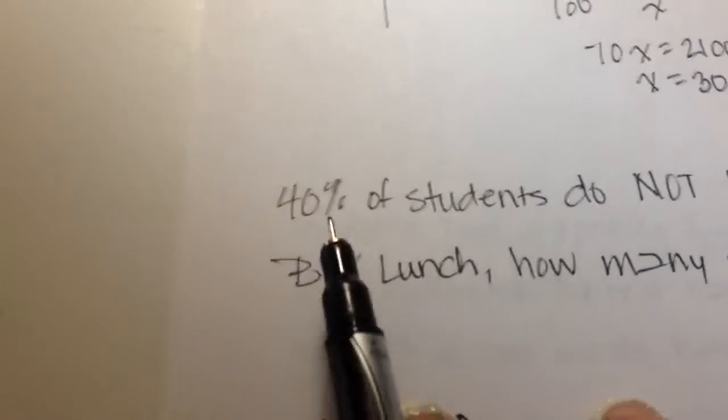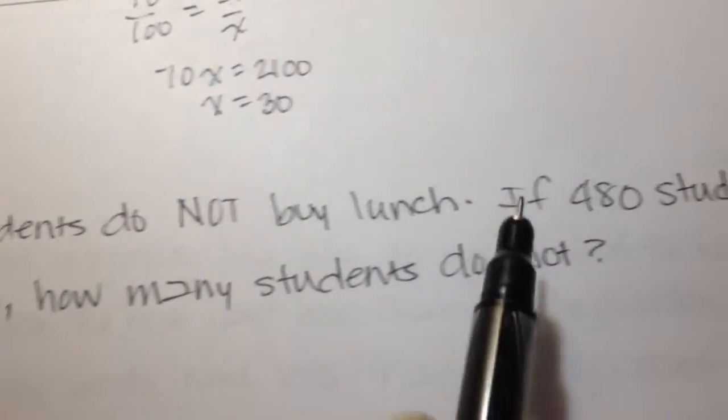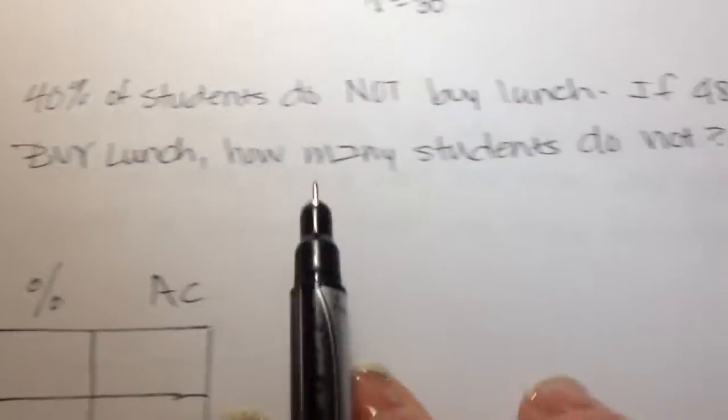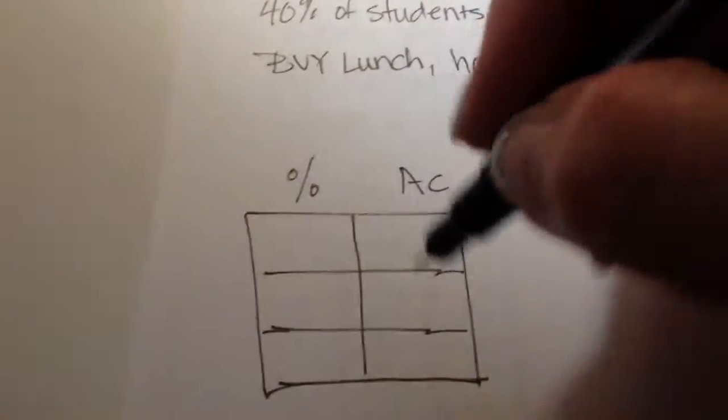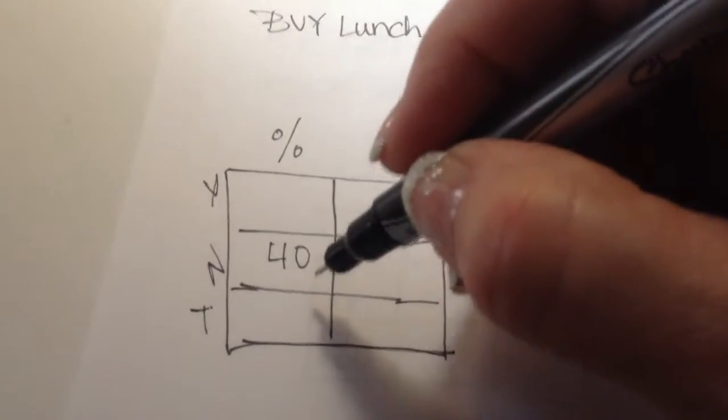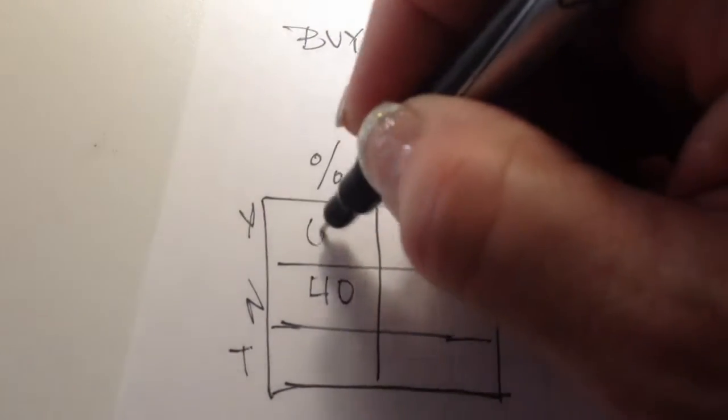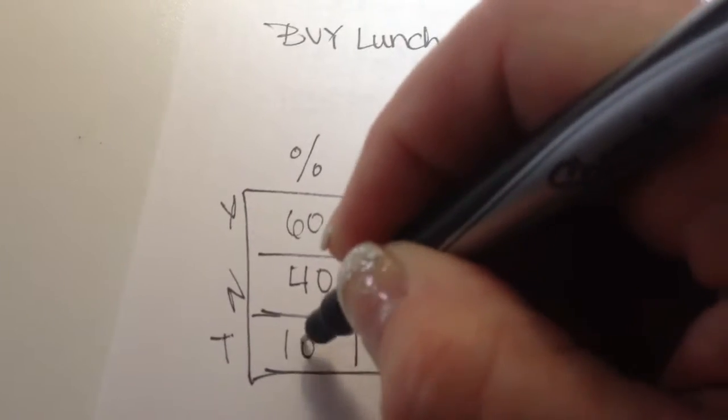Here's another one. 40% of the students did not buy lunch. If 480 students buy lunch, how many students do not? All right, so what do we have? 40% do not. So I'm going to put 40% right here. I'm going to put a nope. I'm going to put a yes. And I'm going to put total. All right, so 40 do not. That means 60 does, because we have to equal 100. And I'm told that how many? 480 students buy. So 480 goes up here.